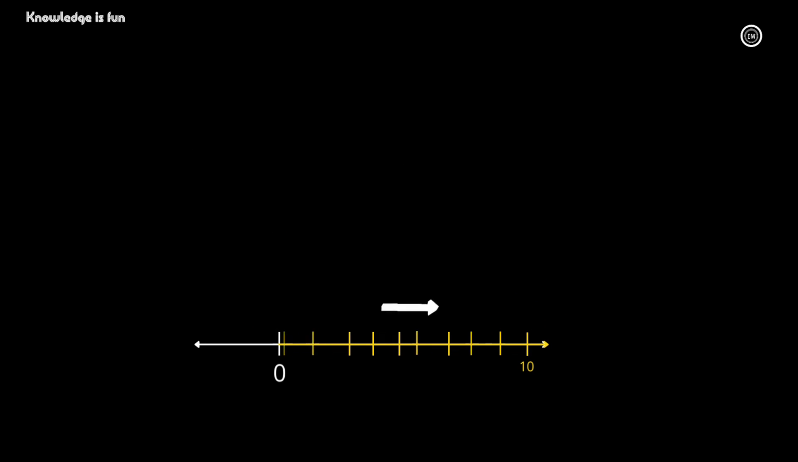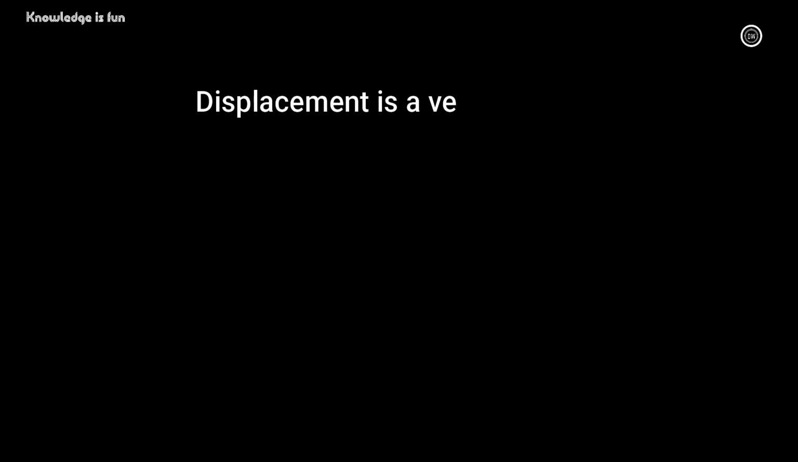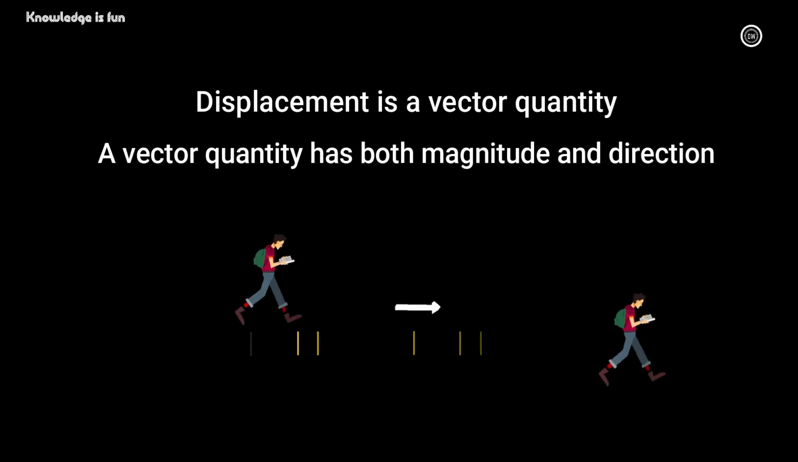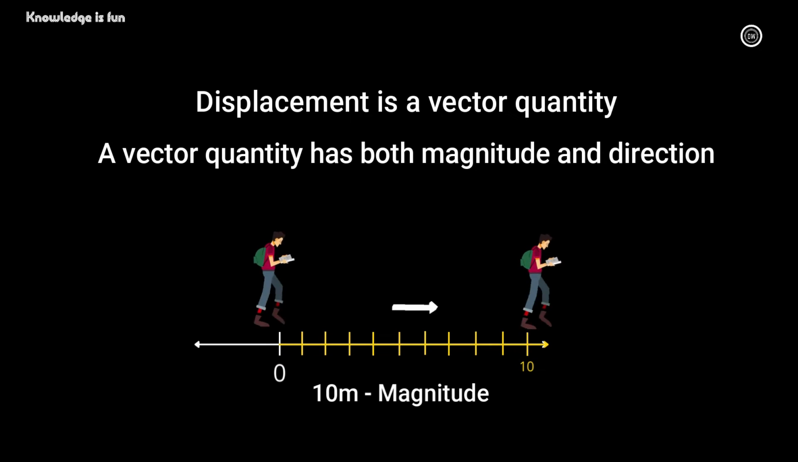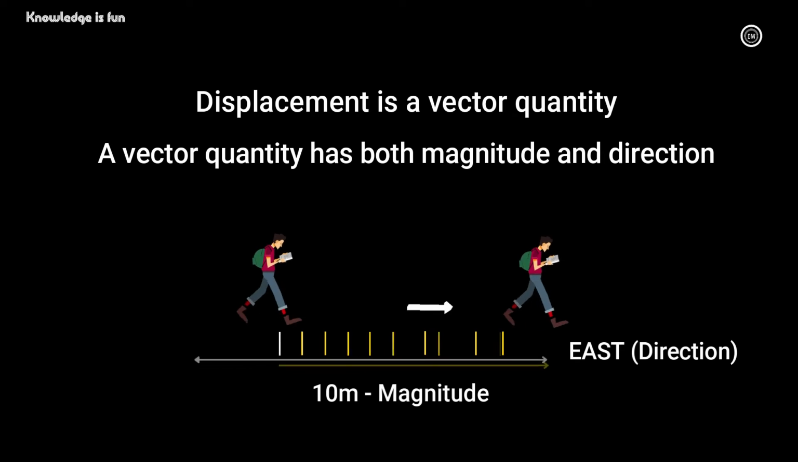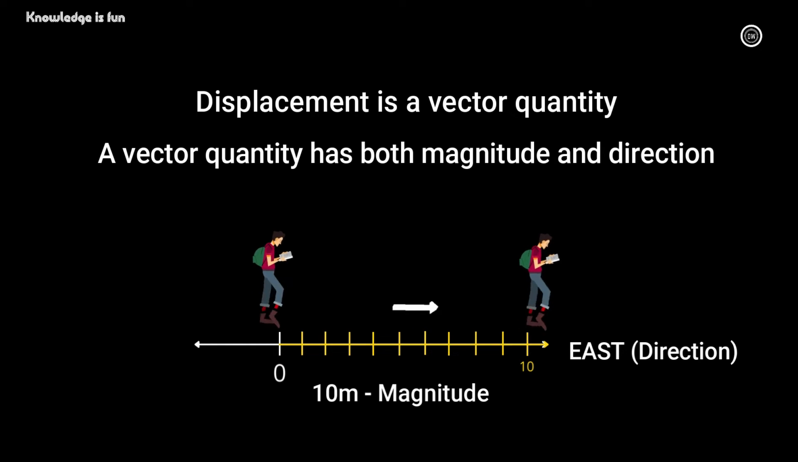Now for displacement, displacement is a vector quantity. A vector quantity has both magnitude and direction. Now the boy moves, that is the magnitude. The boy moves in the direction of the east. That is saying the boy has a direction. So the east clarifies the direction of the boy, and how far the boy has gone tells about the magnitude, and that is displacement. So displacement is a vector quantity.